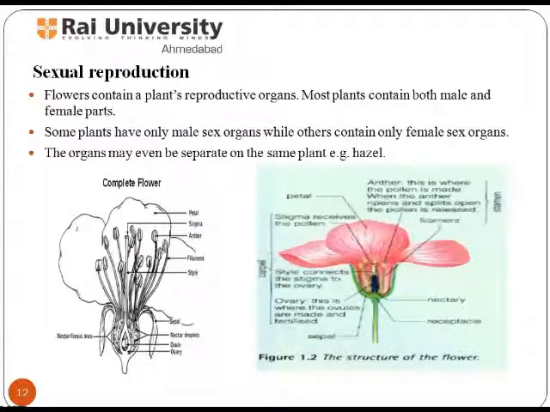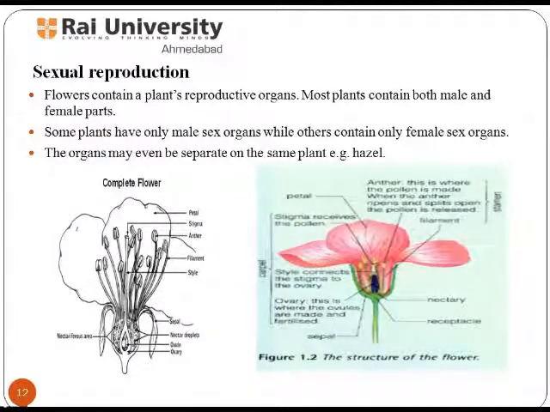Flowers contain a plant's reproductive organs. Most plants contain both male and female organs. Some plants have only male sex organs while others contain only female sex organs. These organs may even be separate on the same plant, for example, hyacinth.